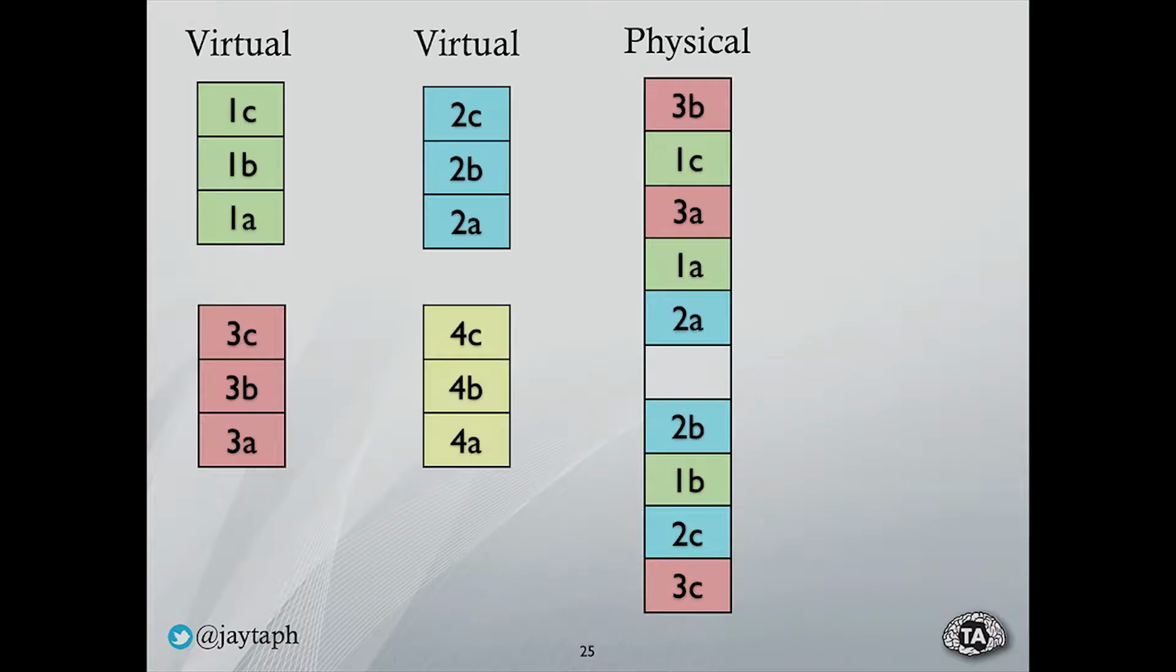Because now we have a fourth application, and that fourth application needs 3 blocks. But we only have 1 more block free in physical memory. So in this case, the system is going to take a look: okay, I don't have enough physical memory. I'm going to take a look at which blocks are not used a lot. So for instance, block 1C and block 2A, they have not been accessed for a long time.